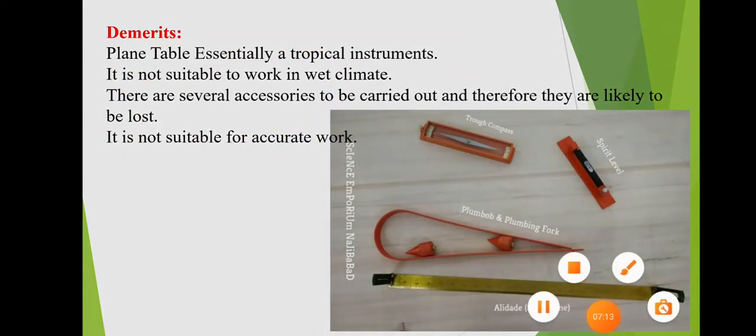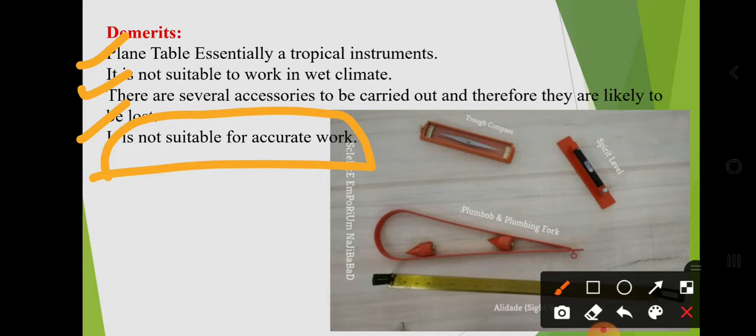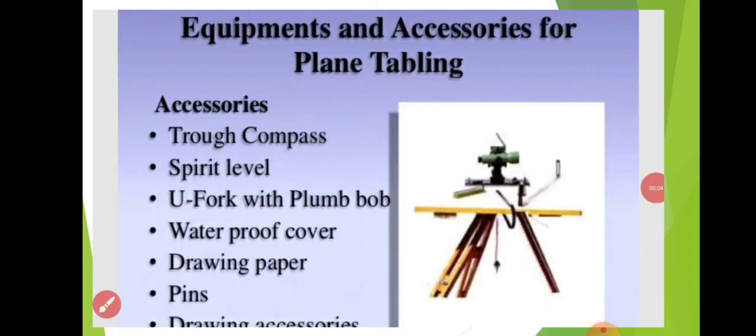These are some demerits. Plane table is essentially a tropical instrument. It is not suitable to work in a wet climate. If rain is falling while you are doing the survey, then it is not possible to work. There are several accessories to be carried, and therefore they are likely to be lost. It is not suitable for accurate work. These are the demerits of the plane table survey.